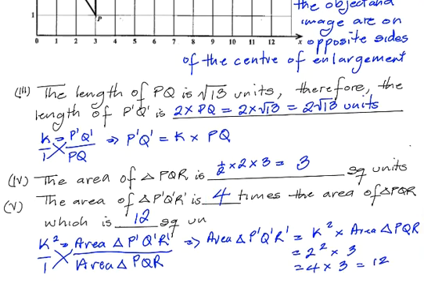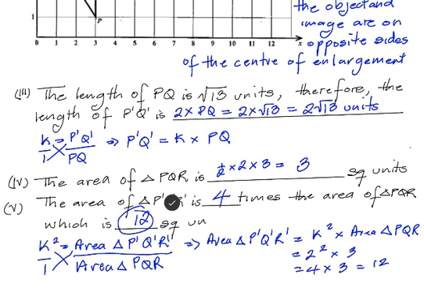So this is saying that the area of triangle P'Q'R' is 4 times the area of triangle PQR, which is 3, and that gives you 12. So that is where we got this 12 here. And I think that brings us to the end of the question.